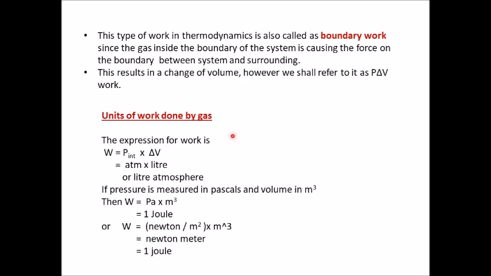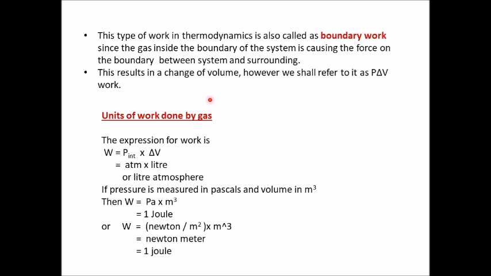This type of work in thermodynamics is called boundary work, since the gas inside the boundary of the system is causing the force on the boundary between the system and the surrounding to do the work or to move the piston. This results in a change of volume. However, we shall refer to it as P delta V work only. We will not call it boundary work as far as our studies are concerned.